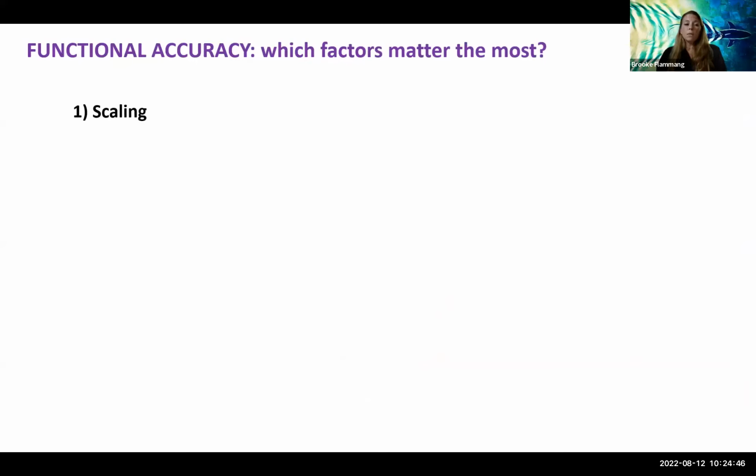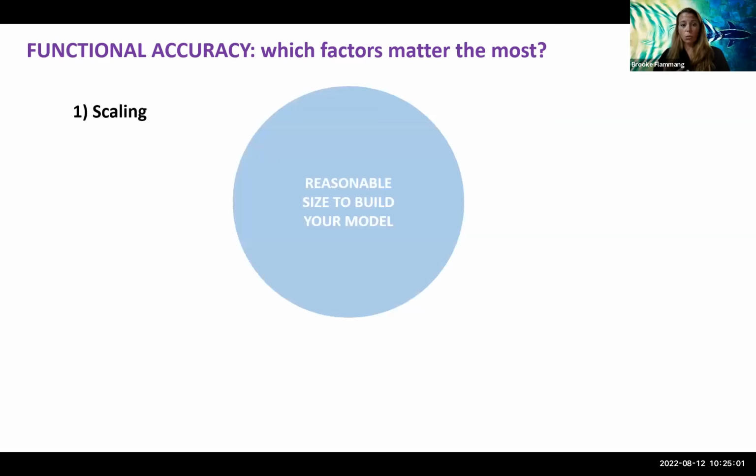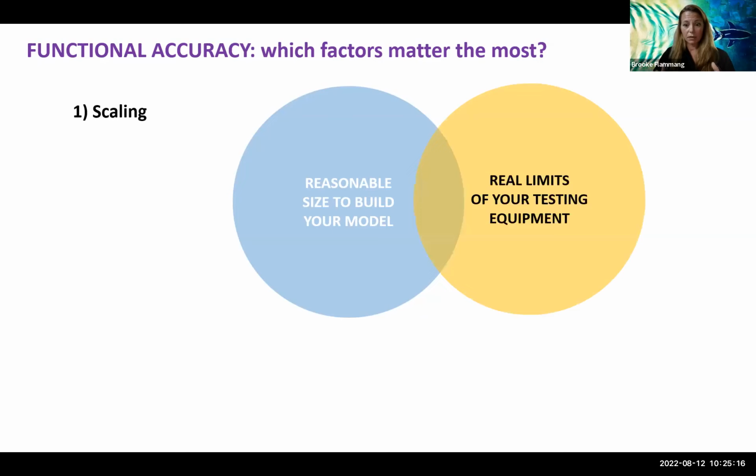All right, so when you're trying to determine how accurate your morphology and your material properties need to be in building your robot, you have to break it down to what's going to matter the most. And one of the big things is scaling. There is going to be a reasonable limit to the size at which you are building your model. Whether you are studying a mouse or a giraffe, you might want to have some limits on what you're going to be able to build.